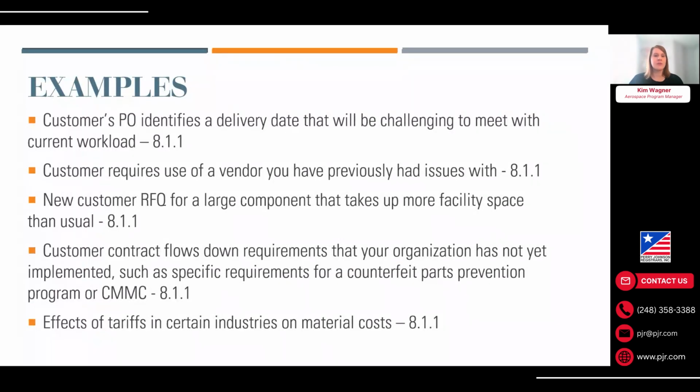First, we've got a customer's purchase order that identifies a delivery date that will be challenging to meet with the current workload. So you're reviewing a customer's PO, they put a delivery date on there that's going to be really tough for you to meet. That's a potential risk, right, in your operational processes. Will you be able to meet that delivery date?